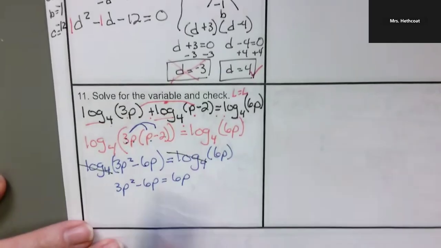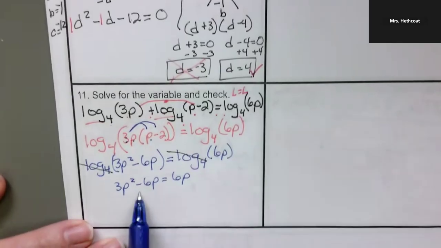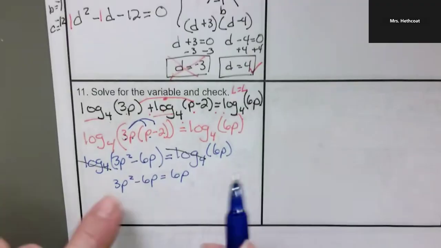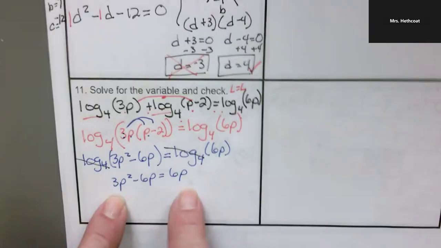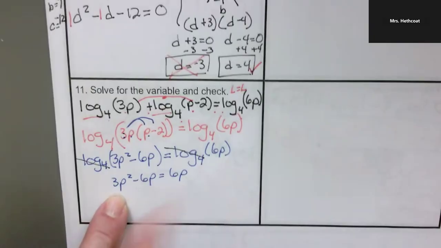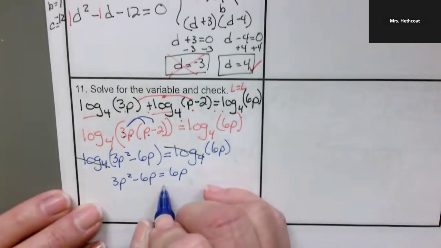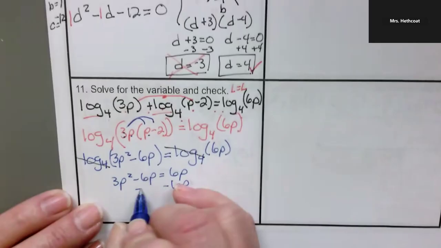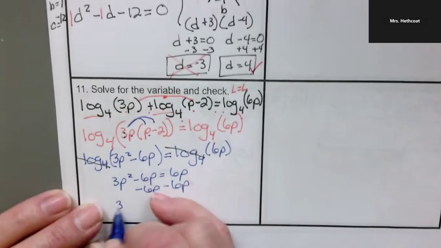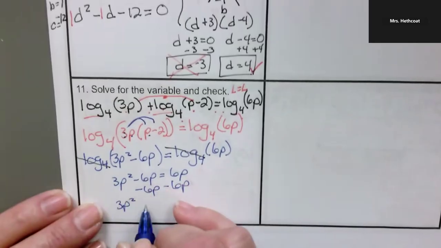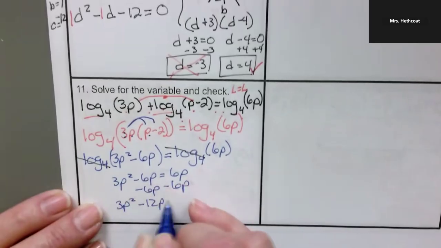Lots of people wanted to add 6p to both sides. That is not helpful because then I'll have p squareds on one side and p's on another. And we need to have all of the p's on one side. So instead, I'm going to subtract 6p from both sides. And we get 3p squared minus 12p equals 0.